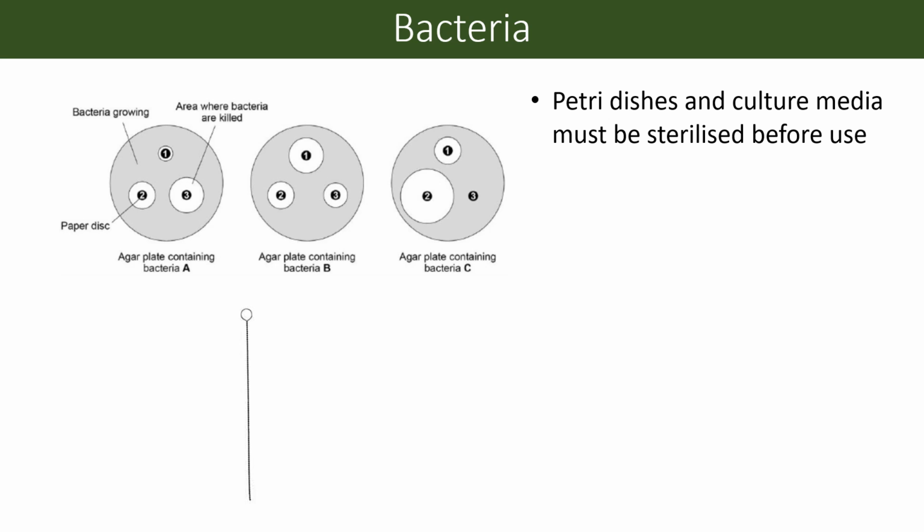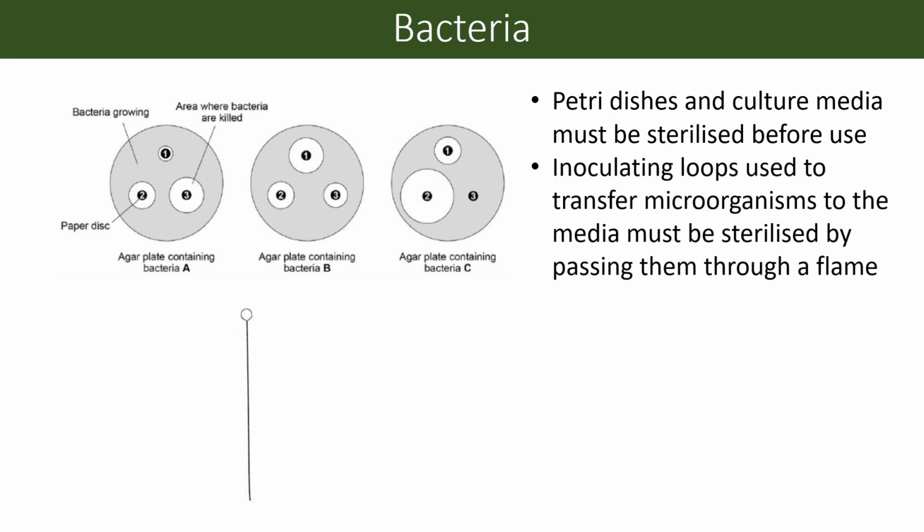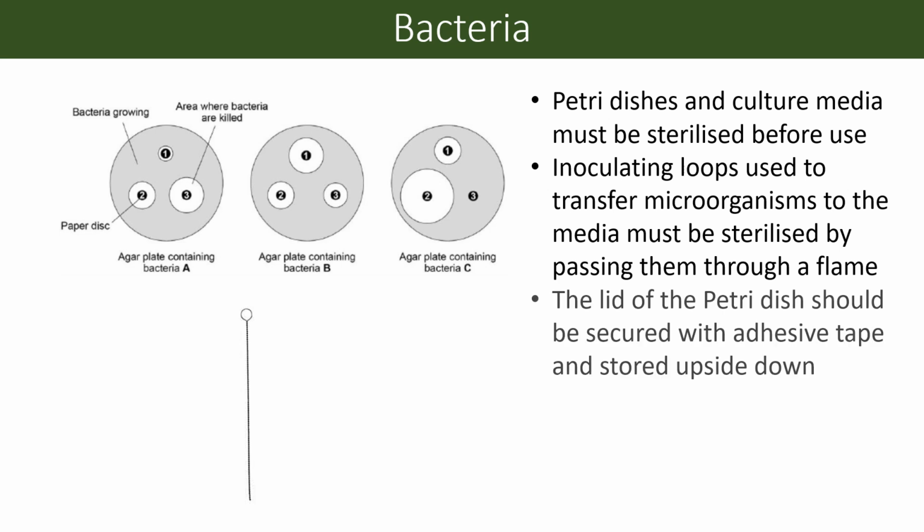We also talk about inoculating loops, and you can see there's a picture of one at the bottom of the slide. These are used to transfer the microorganisms to your media. So from a little bottle into your agar gel, and you sterilise these by passing them through a flame, and that makes sure that there's no bacteria sitting on there that you could transfer over to the agar plate.